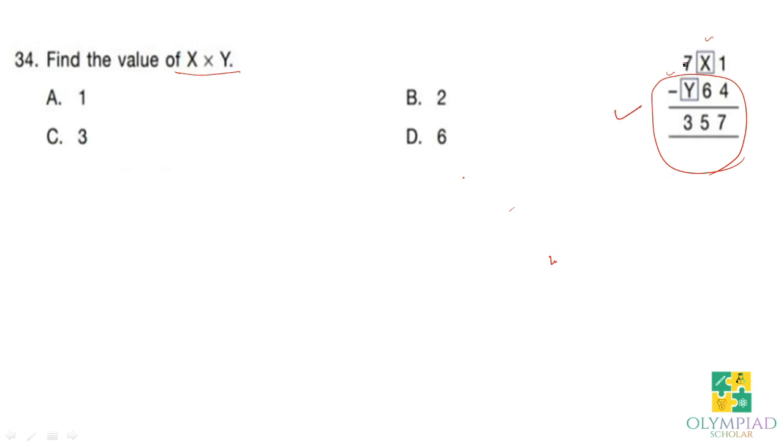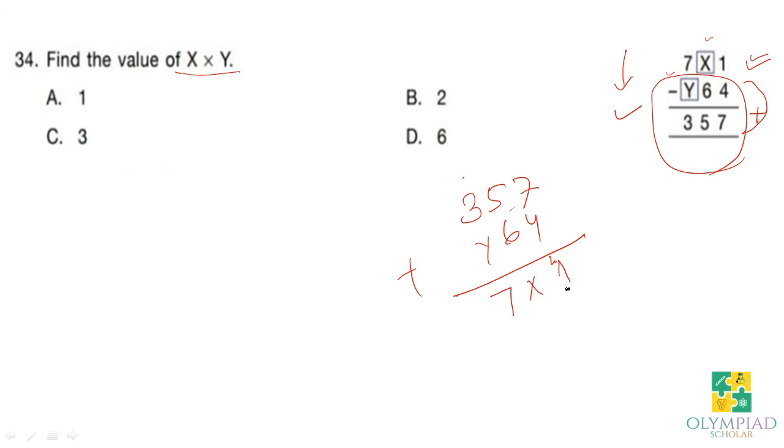Okay, so intelligent students can find the values of x and y from here only. So what I'll get, this is like the biggest number. If I add these two numbers, I should get this number. So I will write it like 3 5 7 plus y 64, and I will get 7x and 1.